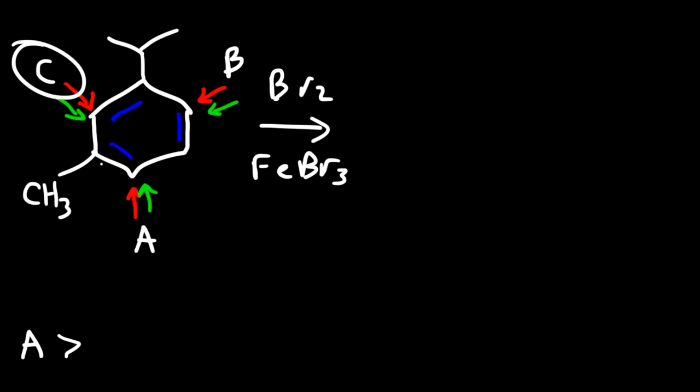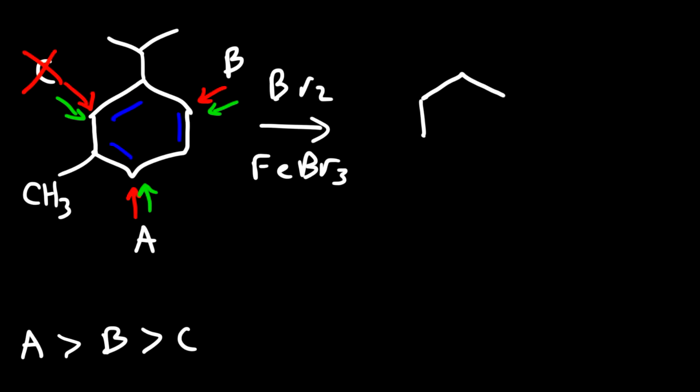Position C is the worst because it's between two alkyl groups. B is next to a bulky group, but it's not between two alkyl groups, so B is better than C. So position A will lead to the major product, B will lead to the minor product, and for the most part, this is so insignificant that it's usually not observed. So we're not going to include this product because the yield will be so low.